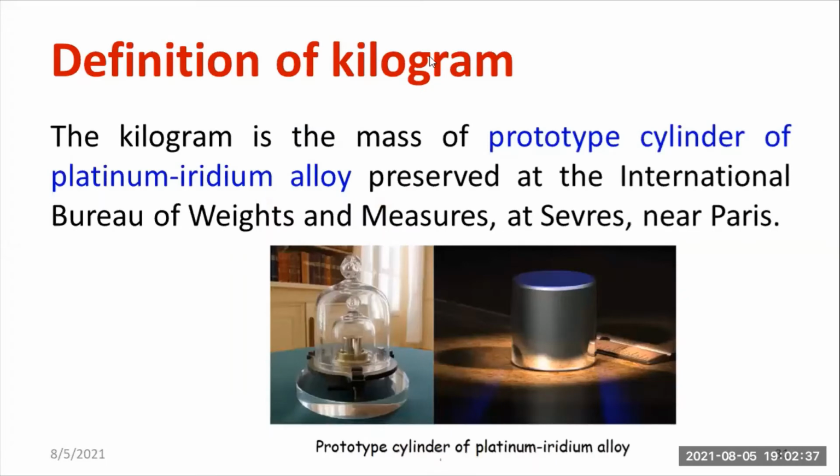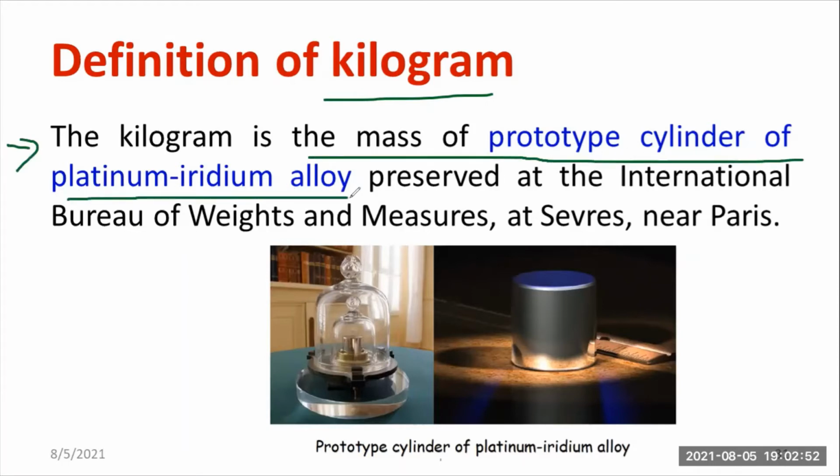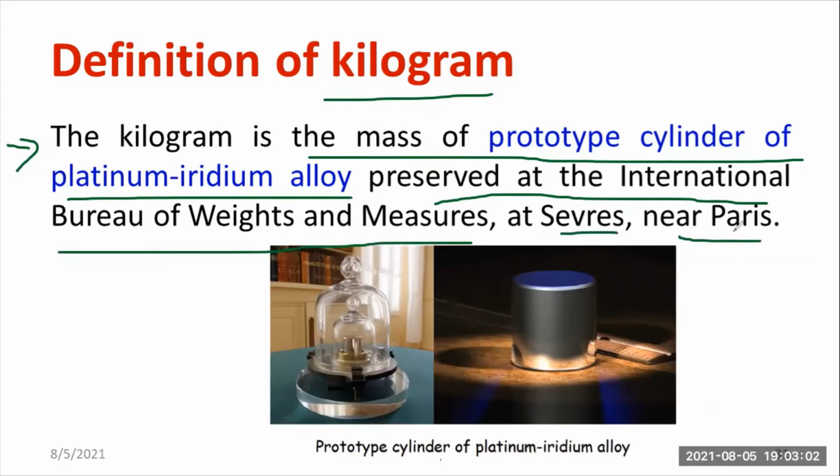Now I wanted to discuss the definition of kilogram. How do you define 1 kg or kilogram? So let us define. The kilogram is the mass of the prototype cylinder of platinum iridium alloy preserved at the International Bureau of Weights and Measures at Sevres near Paris, a European country.